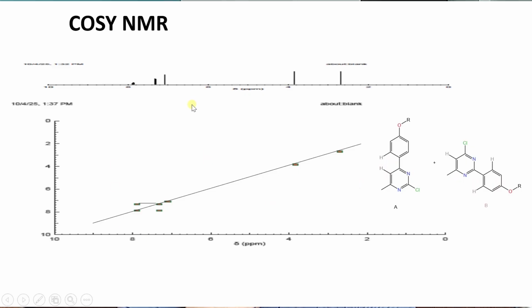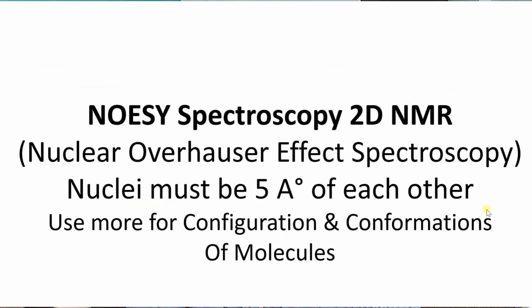That is the problem. Now how can we find out whether A or B is the product formed? To find that out, we have introduced one more NMR, that is NOESY. This NOESY is actually nuclear Overhauser effect spectroscopy.